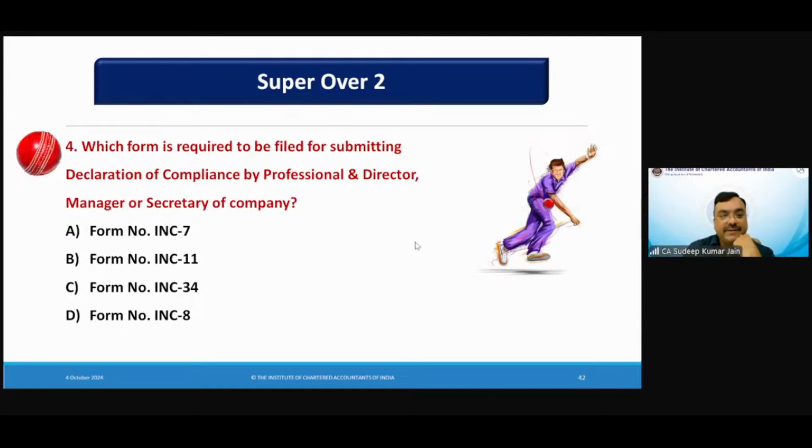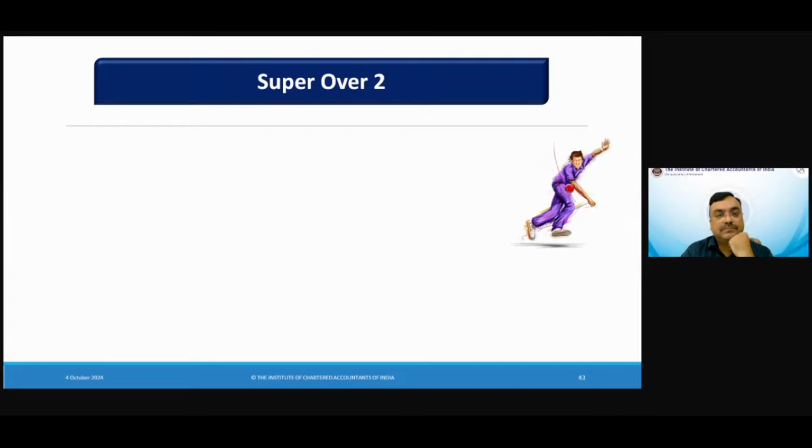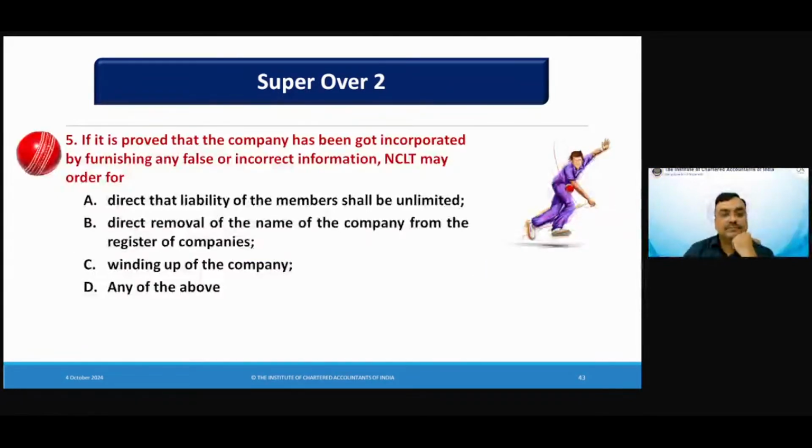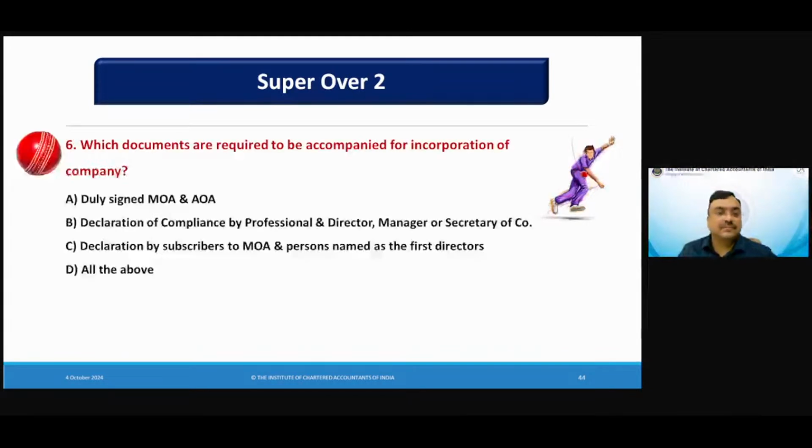Which form is required? That is INC 8. If it is proved that company has got incorporated, order any of the above. And all the documents are required. Okay. At this place, we are taking a break of 5 minutes.